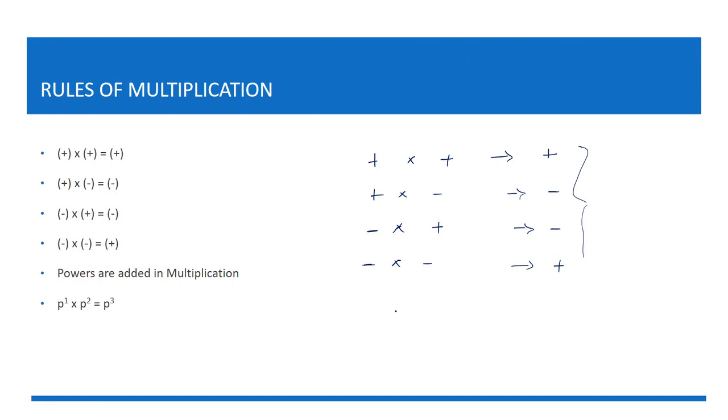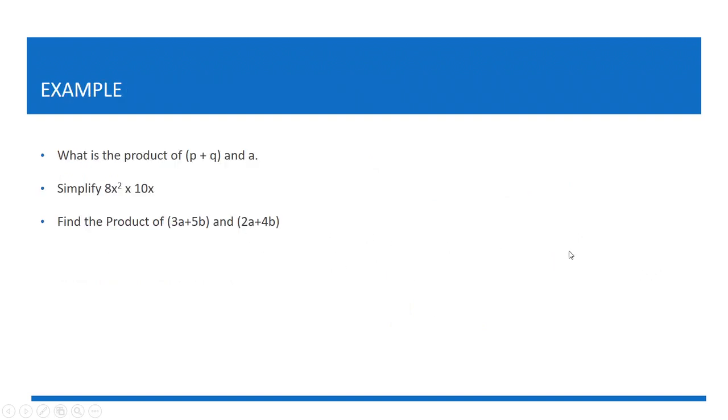And in the case of powers, we are going to add them. Let us check this. p to the power of 1 into p to the power of 2 is equal to p to the power of 1 plus 2; we add the powers, and this becomes p to the power of 3. We are not going to multiply. This is a law of indices, which you are going to learn in the future.